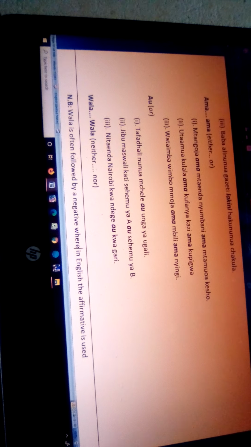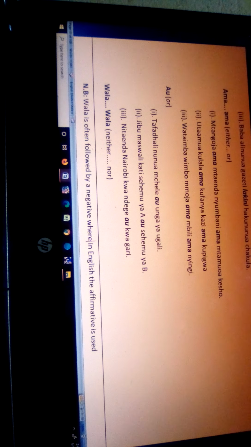So we have another sentence here. Utaamua kulala. You will decide to sleep. Ama kufanya kazi. Ama kupigwa. Amua is to decide. Kulala. Either you decide to sleep or do the work, or to be beaten. Wataimba wimbo mmoja ama mbili ama nyingi. They will either sing one song or two or more.